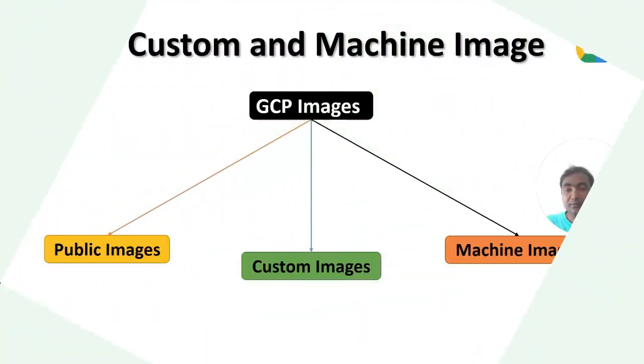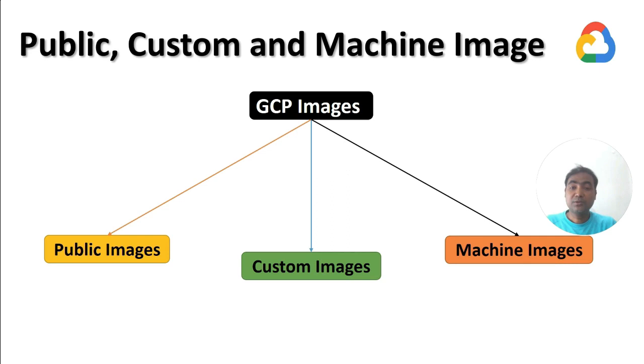Guys, in this session, I'll guide you about the concept of public images in Google Cloud Platform. As you know guys, the public, custom and machine images are required in Google Cloud Platform for a variety of reasons, including to create a new VM quickly and easily, to provide consistency and reproducibility, to backup and restore VM and more.